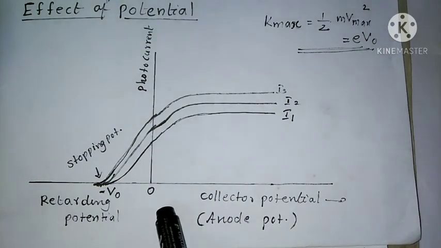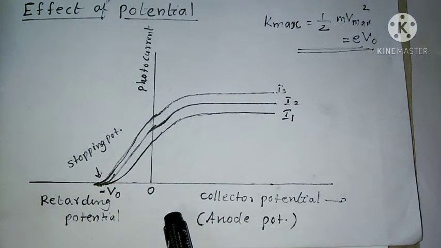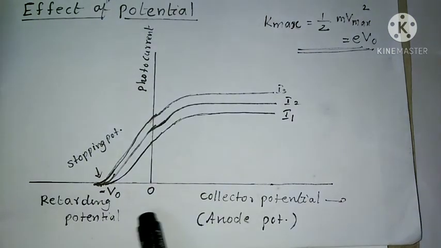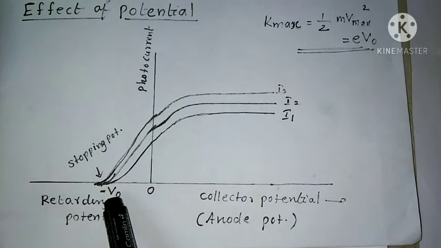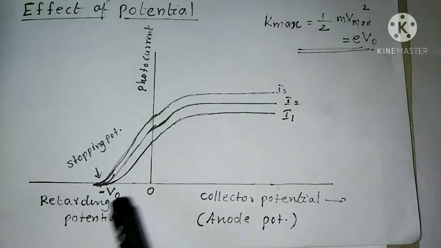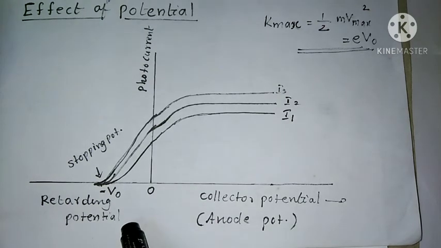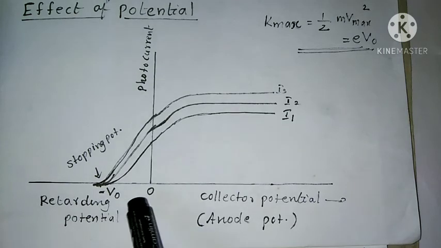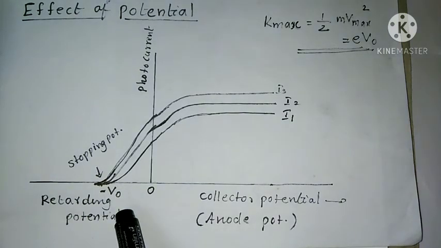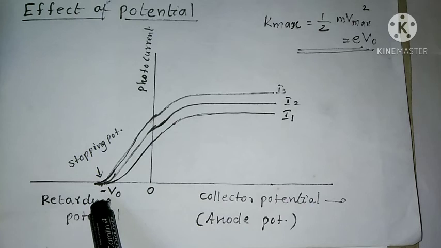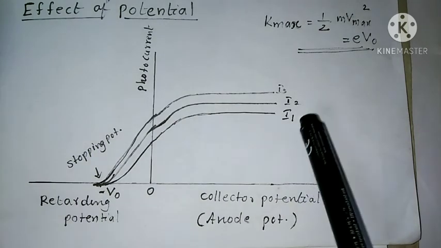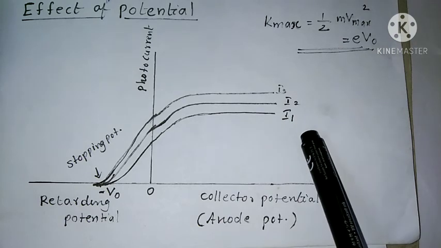Clear? If you increase the frequency, E equals h nu, so the energy increases. When the energy increases, you have to give more negative potential to stop the electrons. So when you keep the frequency fixed, the kinetic energy is fixed. Kinetic energy is not changing, so the stopping potential is not changing. Stopping potential is the same when you keep the frequency fixed.